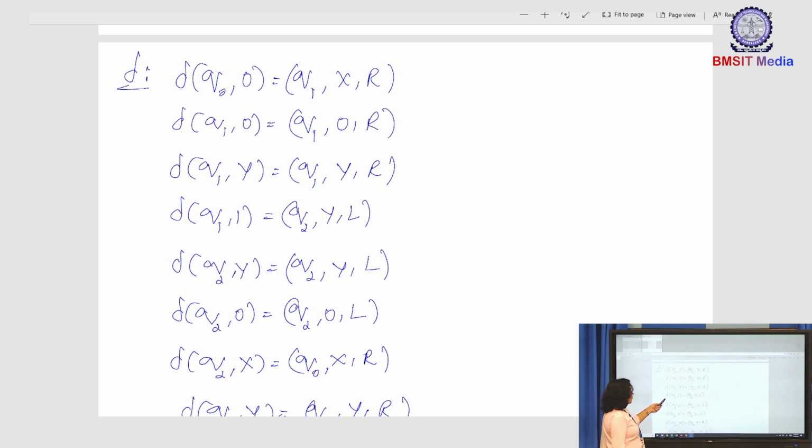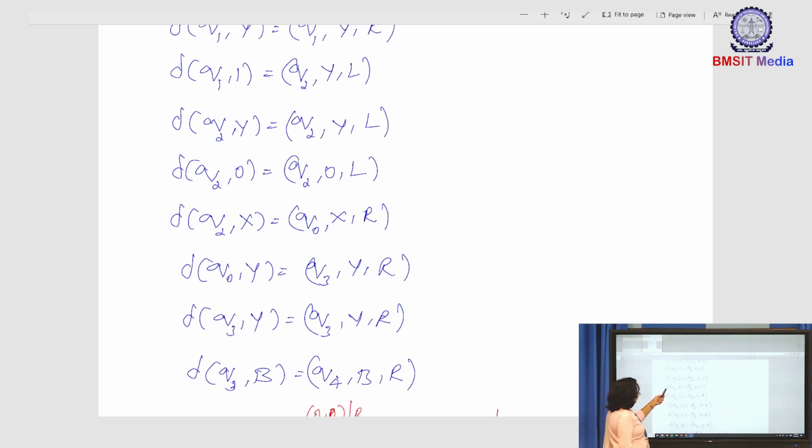Delta of Q1, 1 equal to Q2, Y, left. Delta of Q2, Y equal to Q2, Y, left. Delta of Q2, 0 equal to Q2, 0, left. Delta of Q2, X equal to Q0, X, right.